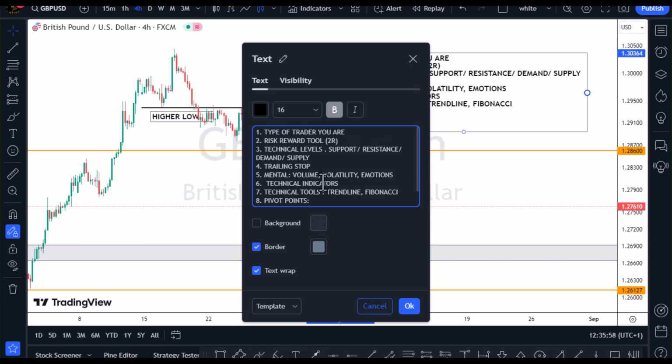So today we were able to discuss the type of trader you are, your risk to reward ratio, and your technical levels such as support and resistance, or demand and supply levels. And we talked about trailing stop. So in the next class we will discuss volatility, emotion, volume, technical indicators, trend line, Fibonacci, and pivot point. I don't really need us to talk about pivot point, but if you guys want us to, we can talk about it as well, because pivot point is also based on the concept of support and resistance in trading, right?